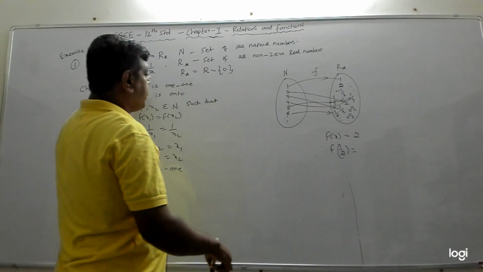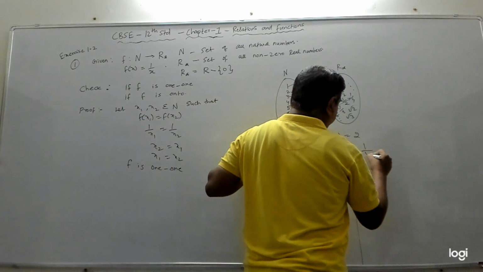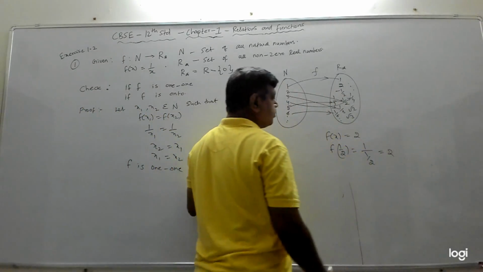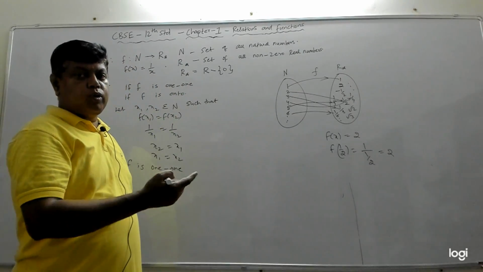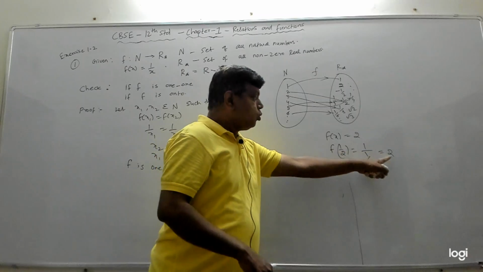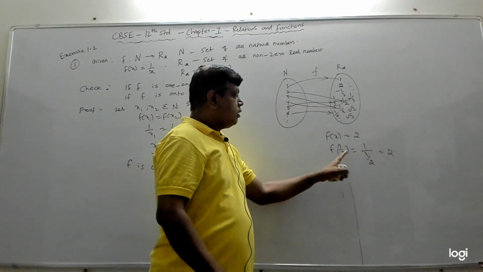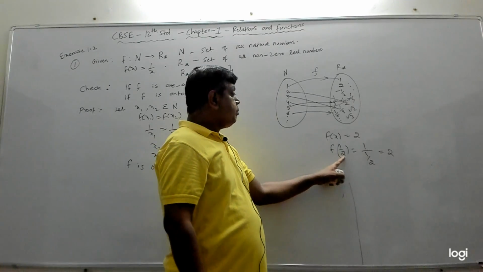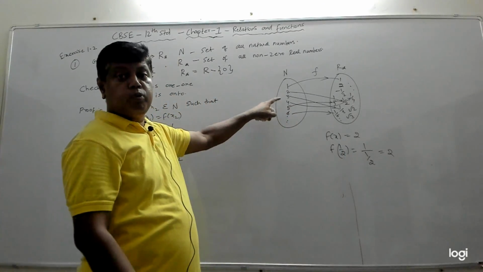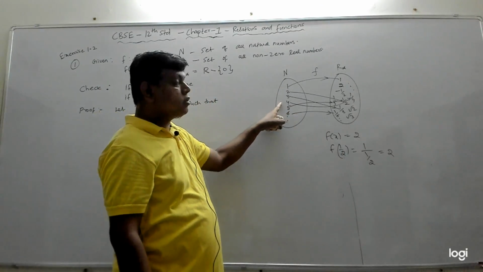F of 1 by 2 is 1 by x, so 1 by 1 by 2, which gives me 2. F of 1 by 2 is 2. F of 2 is 1 by 2. F of 1 by 2 is 2, which means my x should be equal to 1 by 2. But that 1 by 2 is not in this set.